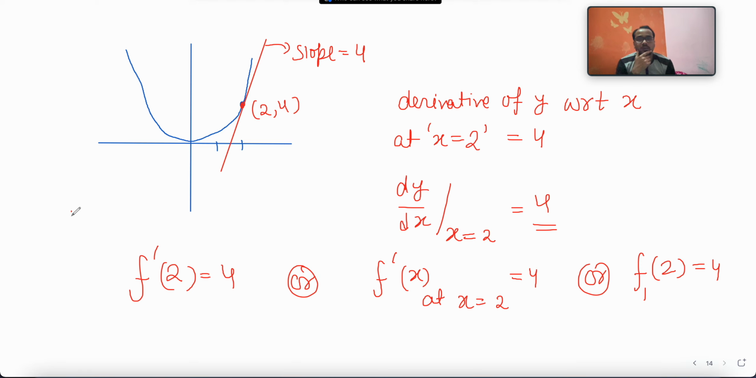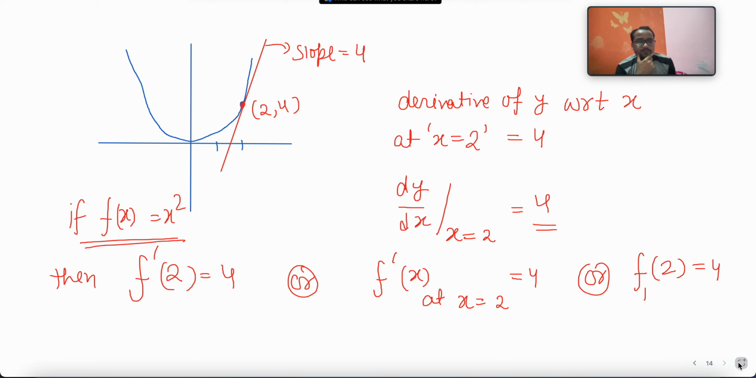So if f(x) is x square, then f dash x at x equal to 2 is 4. Now this is the thing, how to find the derivative of f(x) at some point, like x equal to 2, x equal to 3, x equal to 4, like this. How we can generalize the derivative of function f(x)?